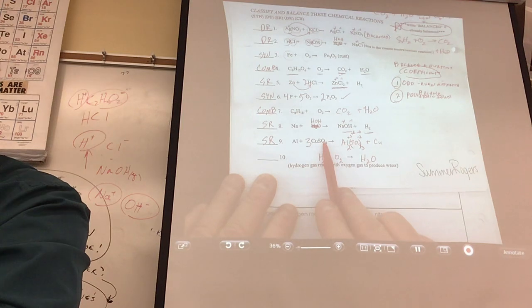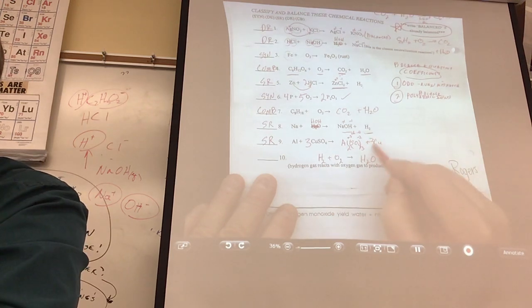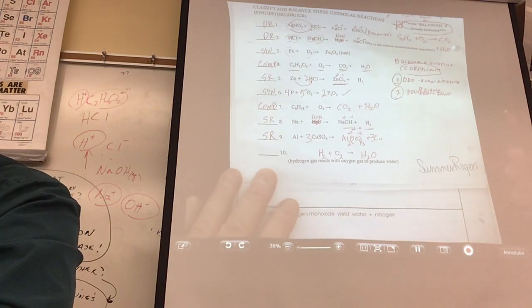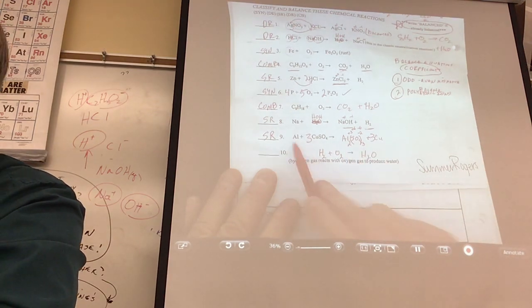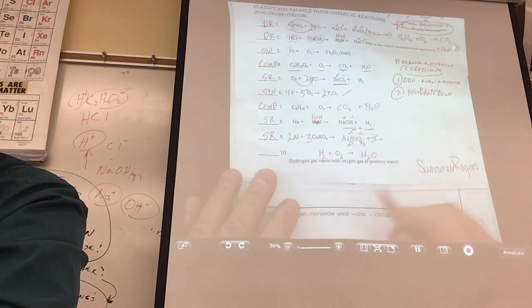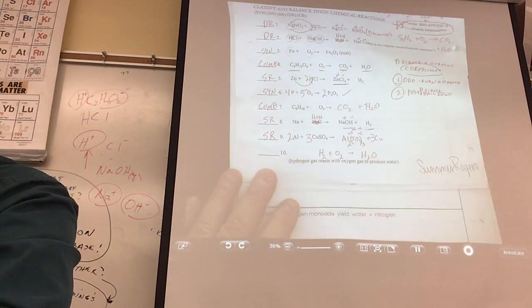Now how many sulfates are there? 3. But how many coppers does that give you? 3. Let's put a 3 here. And what's the only element I haven't done yet? Aluminum. And how many aluminums do you have? 2. Only 1? I'll fix that. Now, can I reduce? No, I'm done.